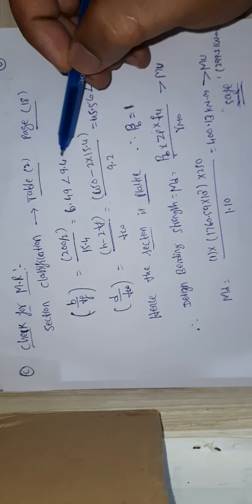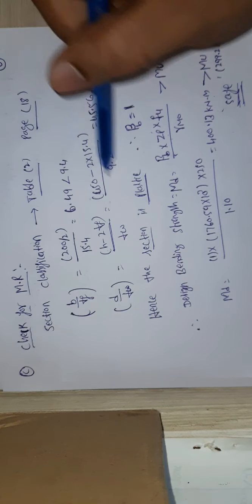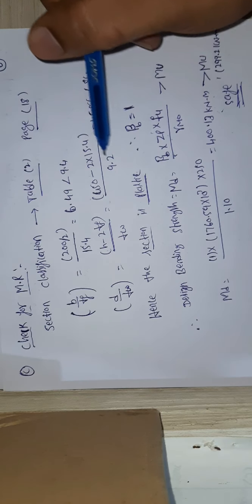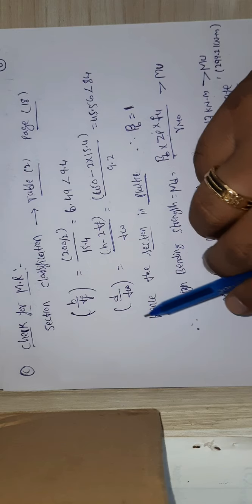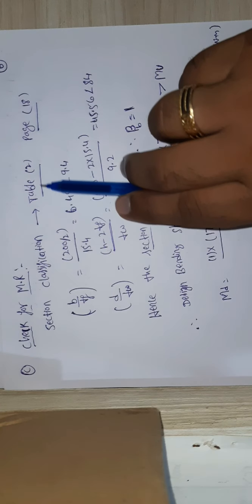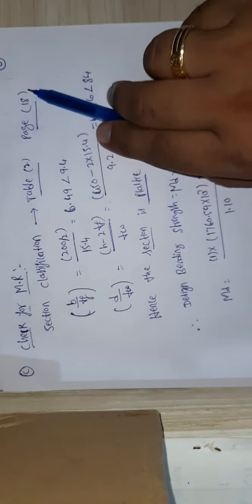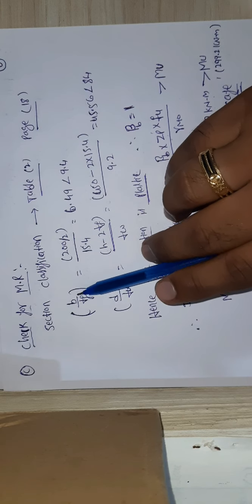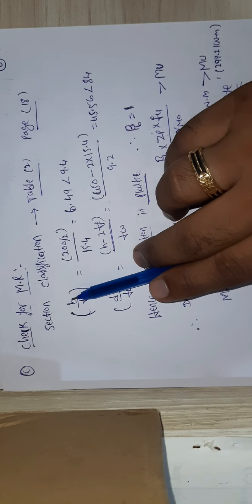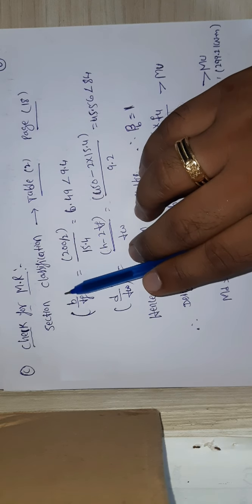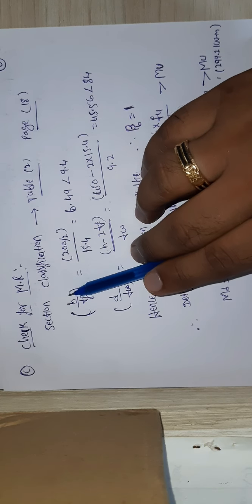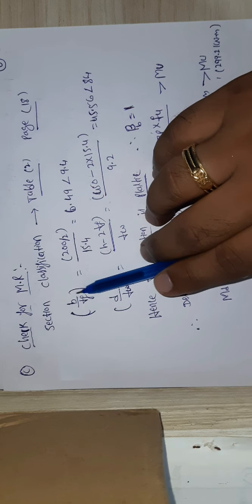Guys, please, first you need to check which classification the section belongs to: plastic, compact, or semi-compact or slender. For that I need to go to Table 2, page number 18, and do the following: the b by tf ratio, that is half of the width of the flange divided by the thickness of the flange.